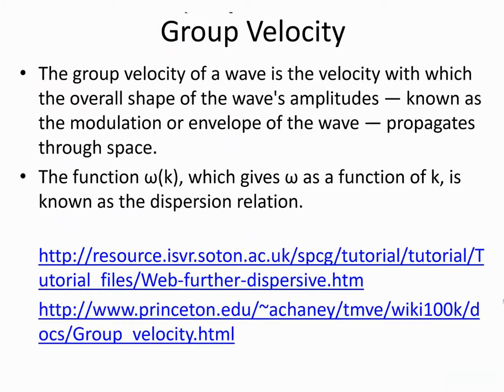And the phase velocity. Okay, what is the difference between the group velocity and the phase velocity? The group velocity is the velocity with which the overall shape of the wave's amplitude, known as the modulation or envelope of the wave, propagates through space. And the function omega, which gives omega as a function of k, is known as the dispersion relation.